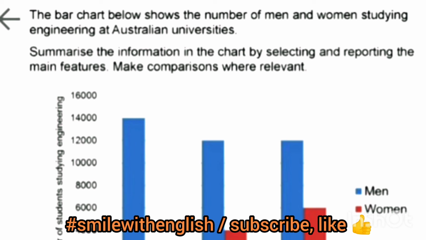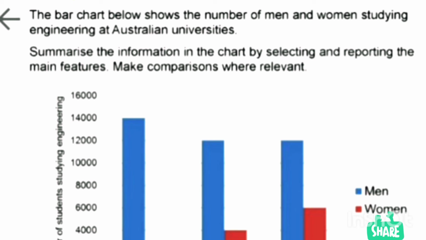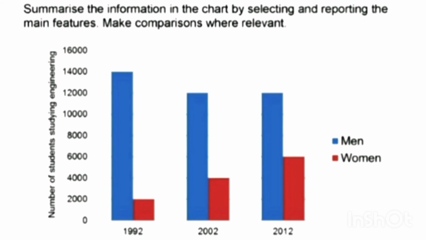So students, I'm showing you another example. You can see a bar chart below, and the question is, the bar chart below shows the number of men and women studying engineering at Australian universities. Summarize the information in the chart by selecting and reporting the main features. Make comparisons where relevant. As you can see, women are marked in red color and men in blue color. Years are also given: 1992, 2002, 2012, and we can also see the number of students studying engineering each year. We can see the increase and the decrease, everything is very well marked in the bar chart.